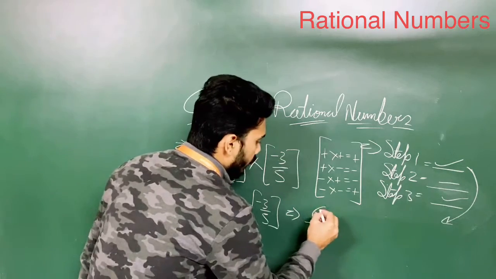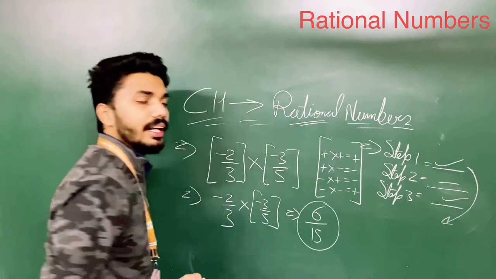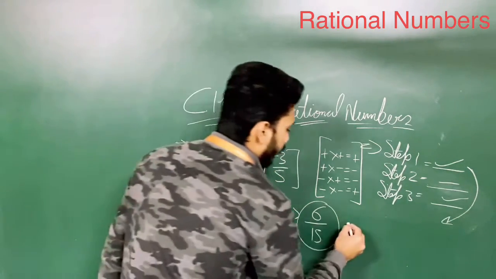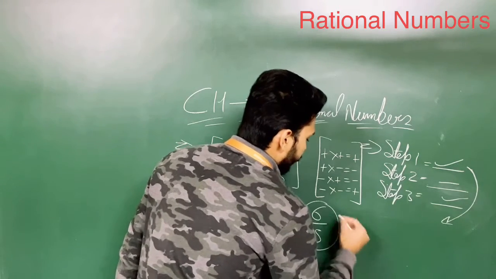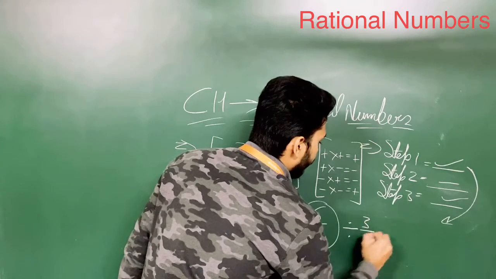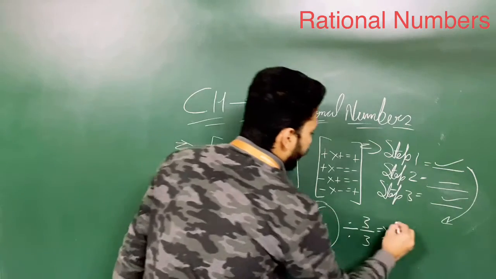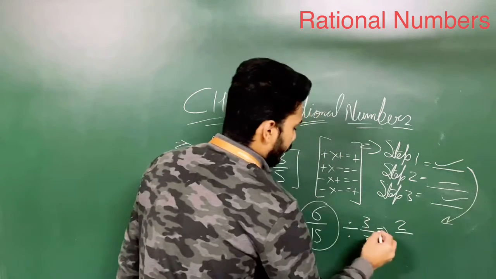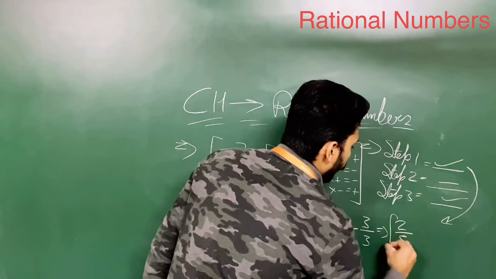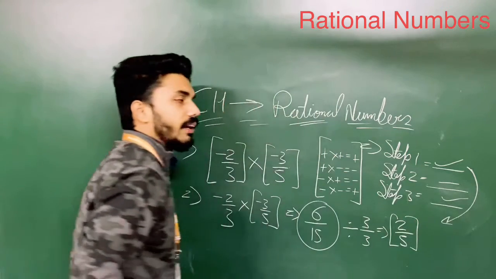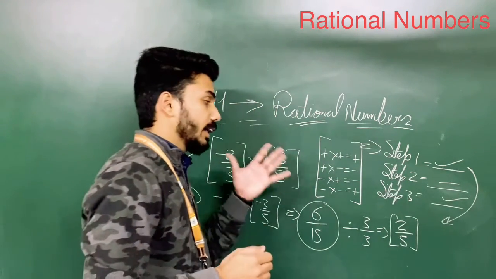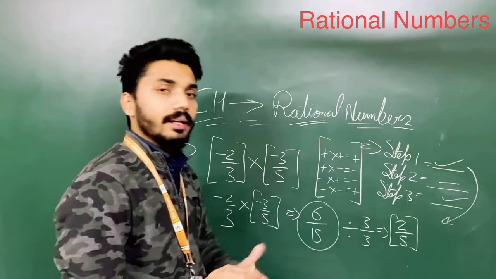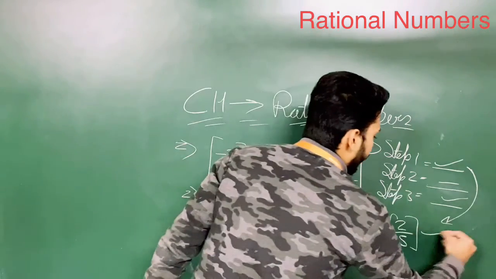So if you leave your answer like this, it will be okay. And even if you want to reduce it, you can. We all know this term is divisible by 3, so we can divide by 3. So you will get 6 divided by 3, you will get 2. 15 divided by 3, you will get 5. So your ultimate answer is 2 by 5. Even if you want to show it in a mixed fraction, you can, but this answer is okay. You will definitely get the marks.